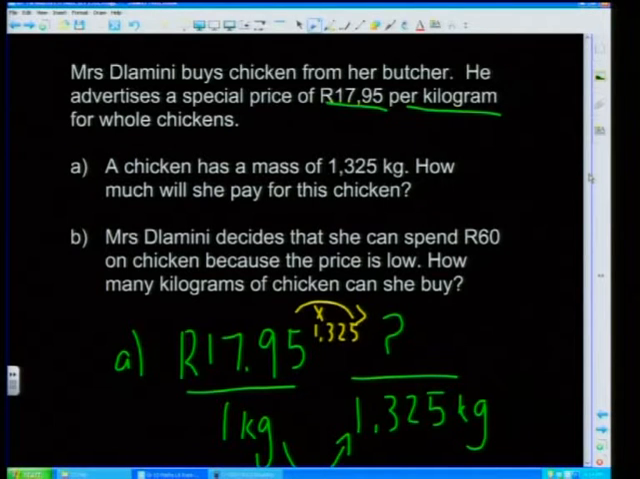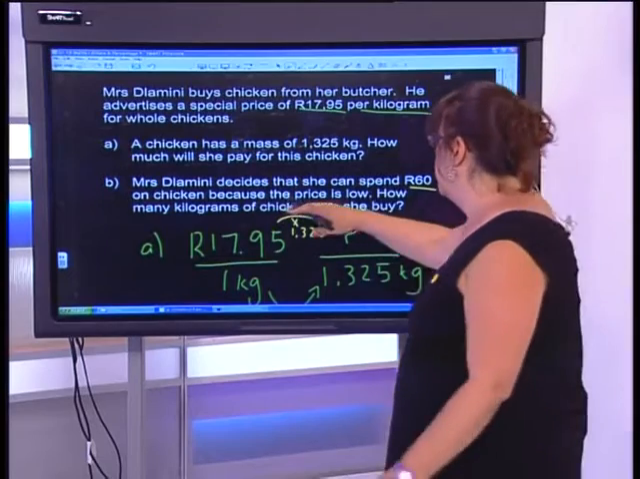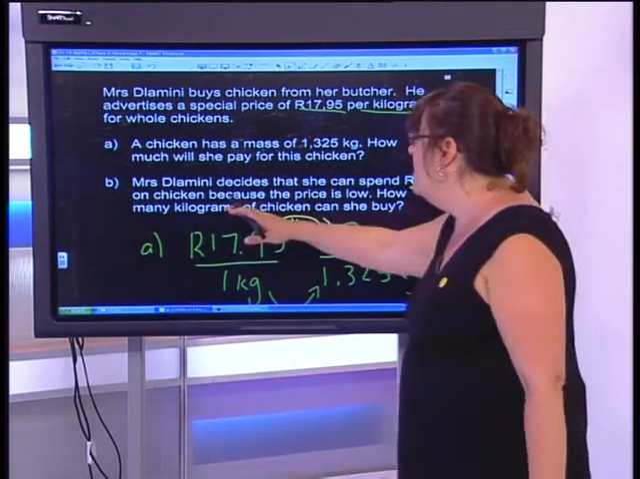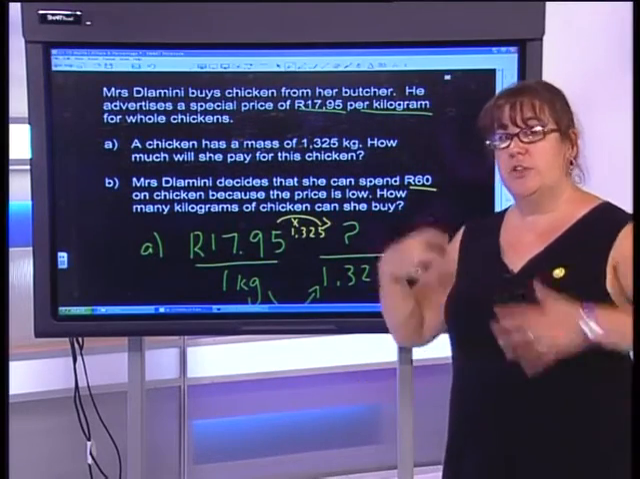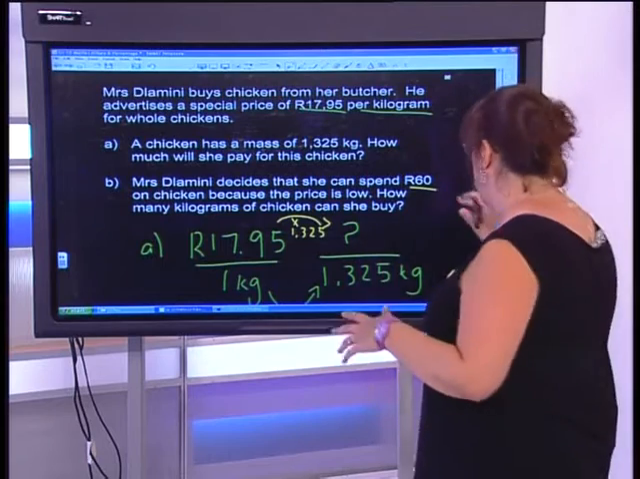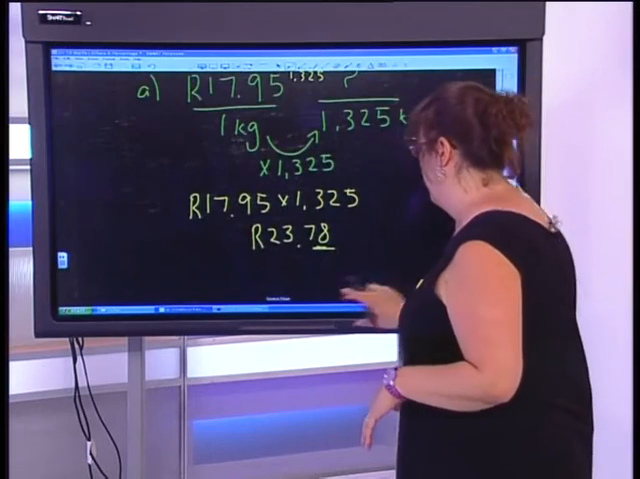Right, let's work out now with Mrs. Dlamini. Mrs. Dlamini decides that she can spend 60 Rand on chickens because the price is so low. How many kilograms of chicken can she buy? And now we're working kind of backwards. She's only got 60 Rand. We want to know how much chicken she can buy.